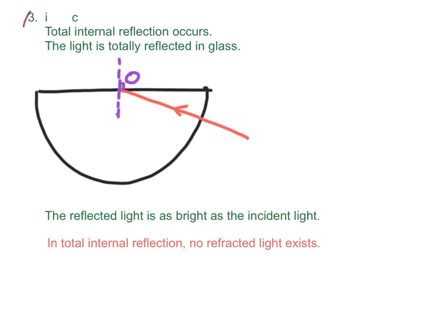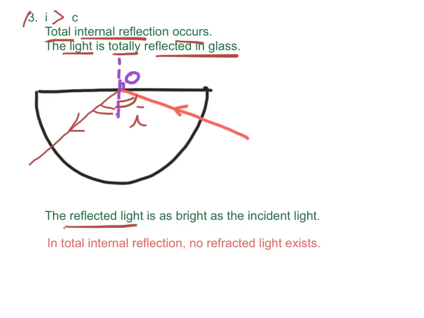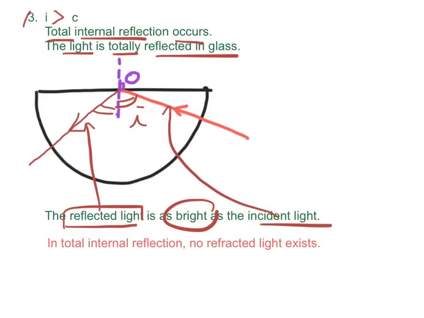Next, when the angle of incidence I increases further such that I is larger than the critical angle C, in this case, total internal reflection occurs, and the light is totally reflected in glass. Notice that the reflected light is as bright as the incident light. In total internal reflection, there will be no refracted light.